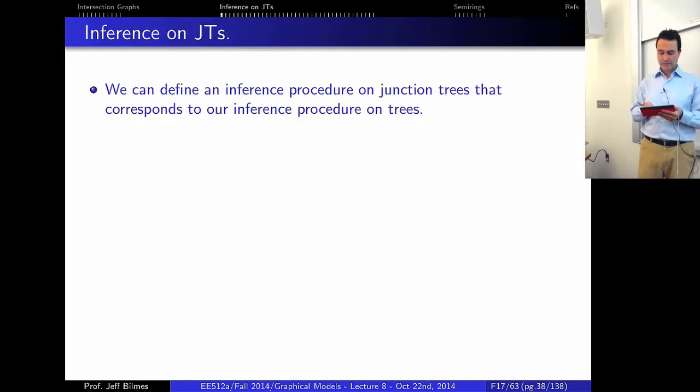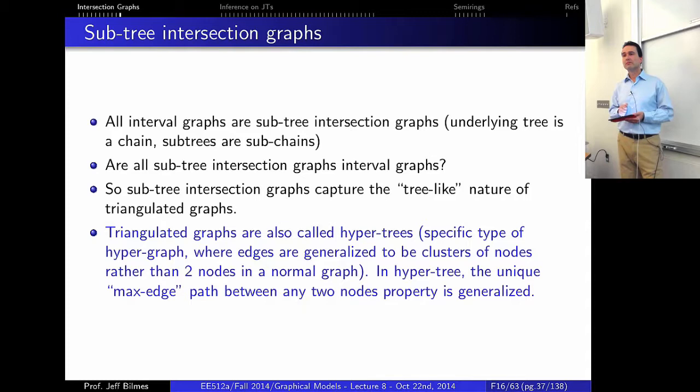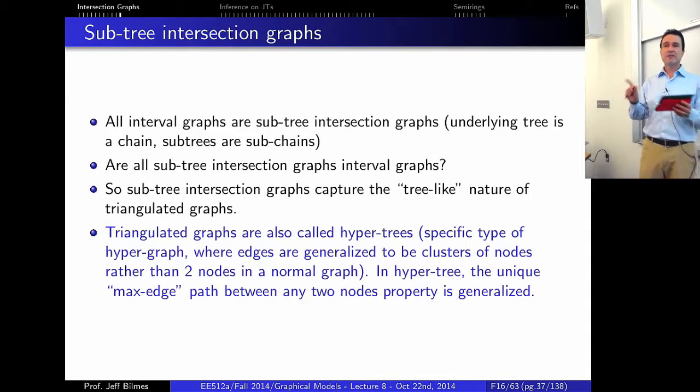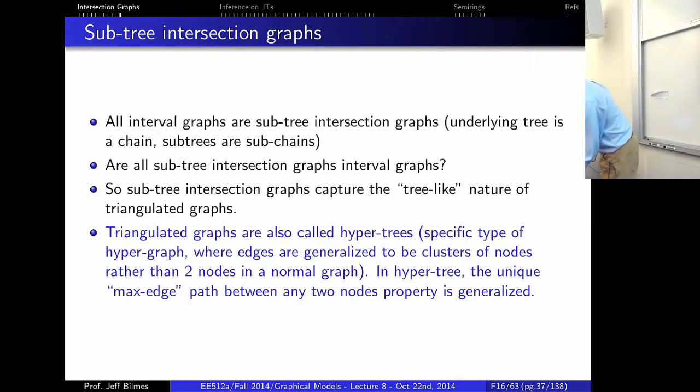Okay. Any questions? Okay, because of the topic change, this is a good time to take a break. So I'm going to pause. We'll take a break now, and then hopefully we will make our way through inference on junction trees for the next part of the lecture.